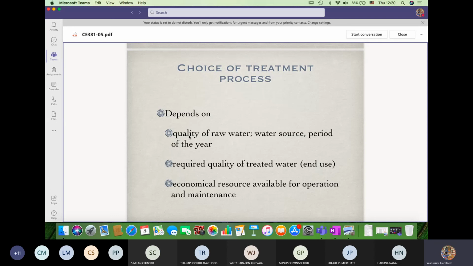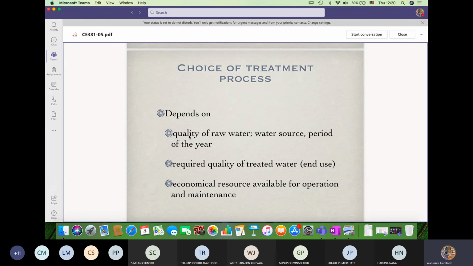treatment. But for the Chao Phraya River, for example, if the raw water is from the Chao Phraya River, you have to handle huge amounts of suspended solids which come along with the water. We have to consider some emerging pollutants that may exist in water. We have to consider the possible pollutants that may get into the water. So it depends on several factors.